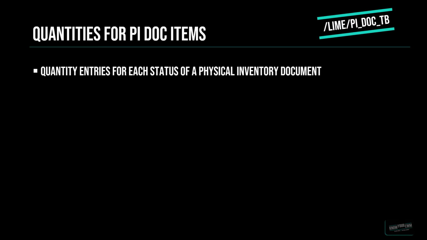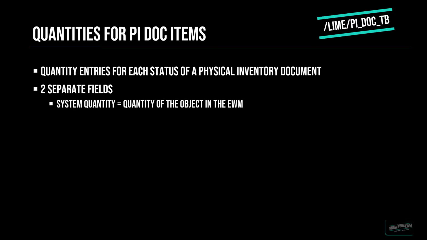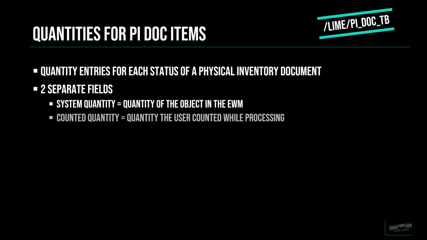For each status of the physical inventory document, this table stores the different quantity entries, and this quantity is separated into 2 different fields on database level. The system quantity, which holds the quantity of the EWM object, and the counted quantity. This quantity is basically the quantity the user counted while processing the physical inventory document. We are going to leave it at that definition for now and go on to the last table we want to mention during this course introduction.